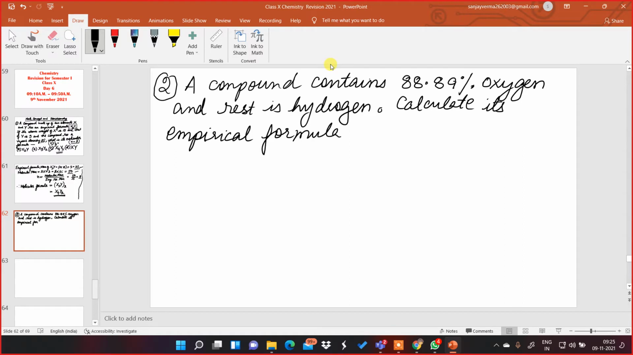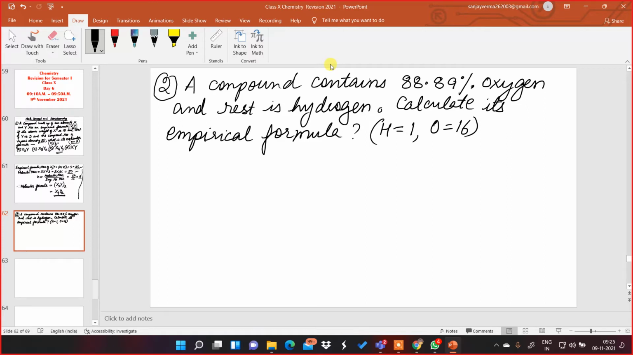Calculate its empirical formula. That is the question. The atomic masses are given: hydrogen is 1, oxygen is 16. To do this sum, you have to do some working in your rough.